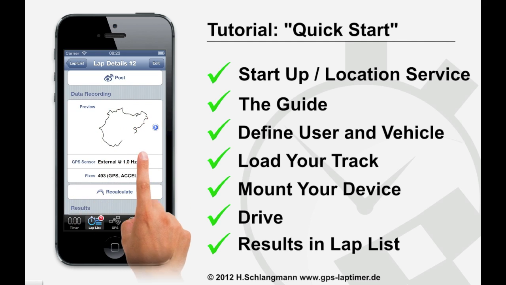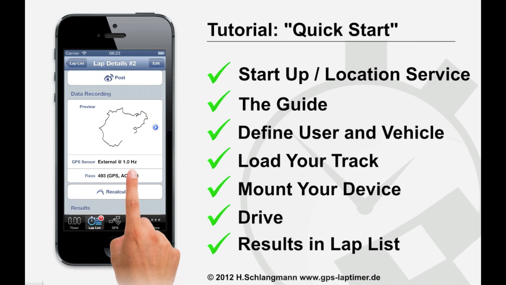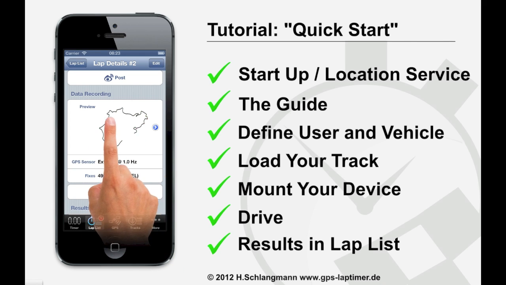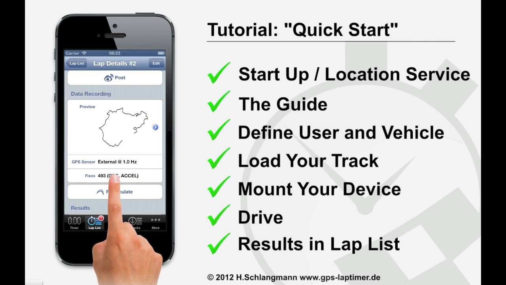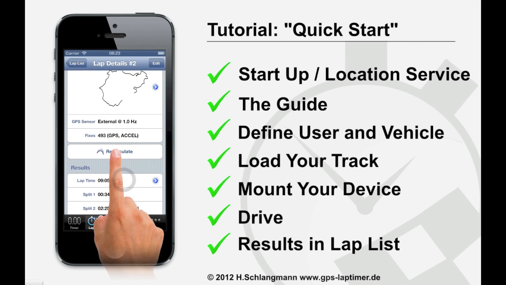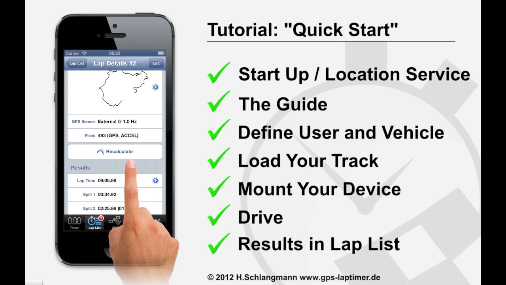The next area is the data recording area. The GPS sensor we have simulated is a standard 1 Hz GPS sensor. You see the track shape that has been recorded in the top as a preview. And we see that there have been 493 fixes being recorded, both GPS and acceleration, no OBD data in this example.